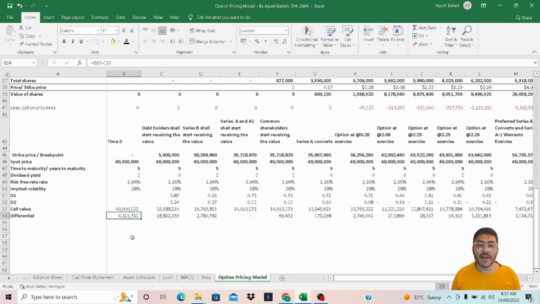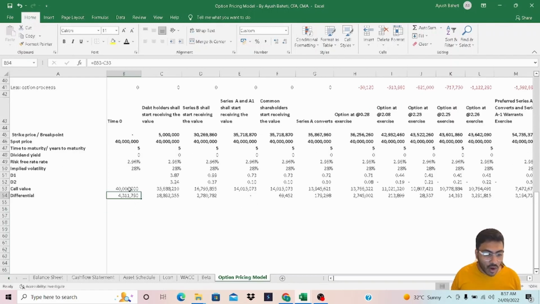Now what is the logic of calculating this differential? The logic is that at each level, a certain class of shareholders or debt holders is receiving the value. Let's say the total call value at time 0 is 40 million, and at the next breakpoint the value is 35. So think this way: this is the total value before debt holders get their share, and this is the total value after debt holders get their share. So basically the value allocable to the debt holder is nothing but the difference of 35 and 40.